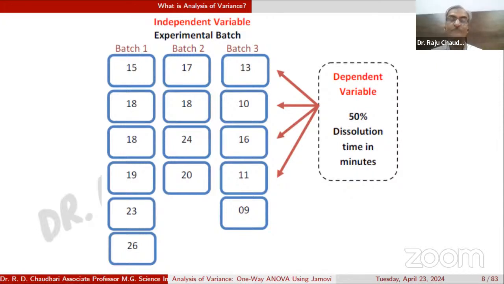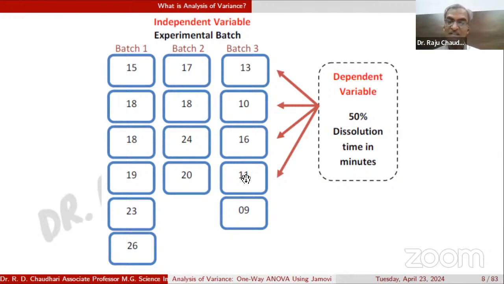If you look at the data, what are the observations? All these observations are nothing but the 50% dissolution time in minutes, all the observations combined together. So this is one variable, that is 50% dissolution time in minutes. That is a continuous variable or scale variable, so that variable is dependent. Dissolution time depends on the batch from which the tablets are selected. So the second variable is the independent variable, that is the experimental batch, right?